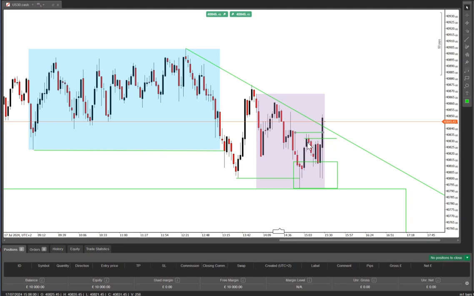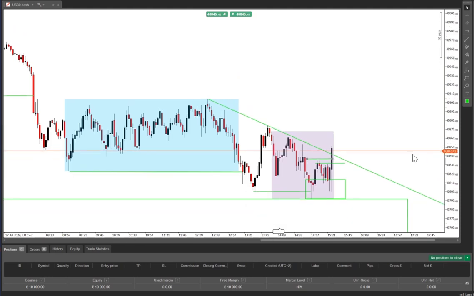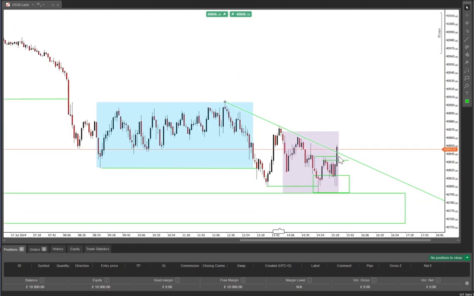So price, as you can see, closed above this level here, and again took out the previous inside candle high. So to me, that was confirmation enough to say it's actually going to the upside, right? So I quickly took my trade here.